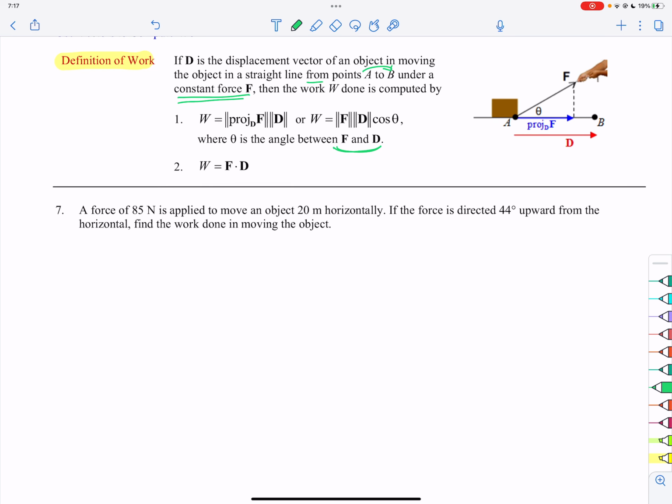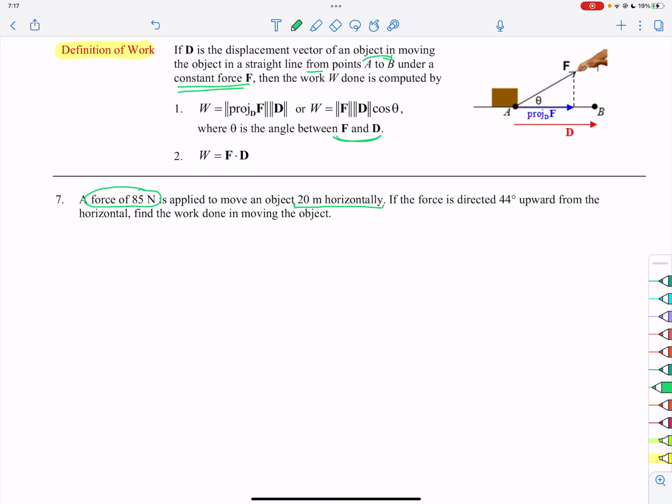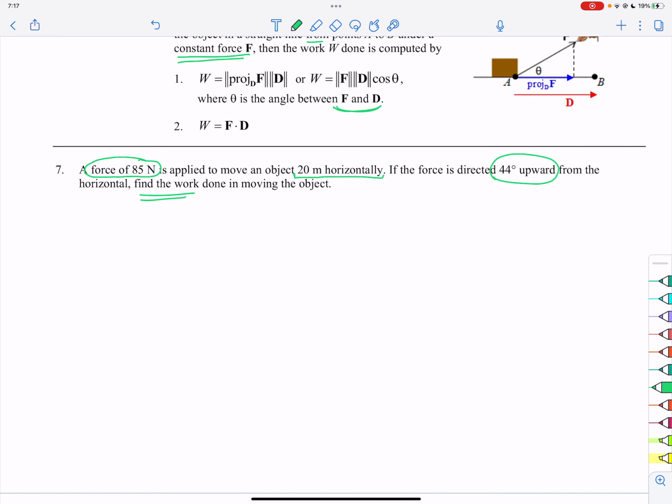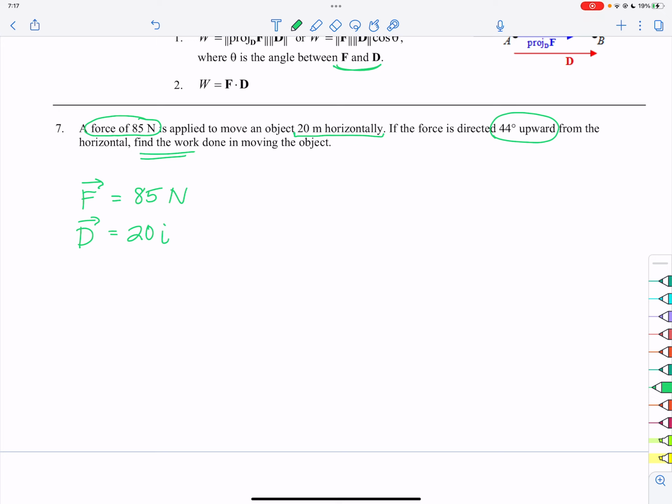So a force of 85 newtons is applied to move an object 20 meters horizontally. So we have an 85 Newton force. If the force is directed 44 degrees upward from the horizontal, find the work done in moving the object. So our force vector is 85. Our direction vector is 20i, since that is horizontal. And theta is equal to 44 degrees.